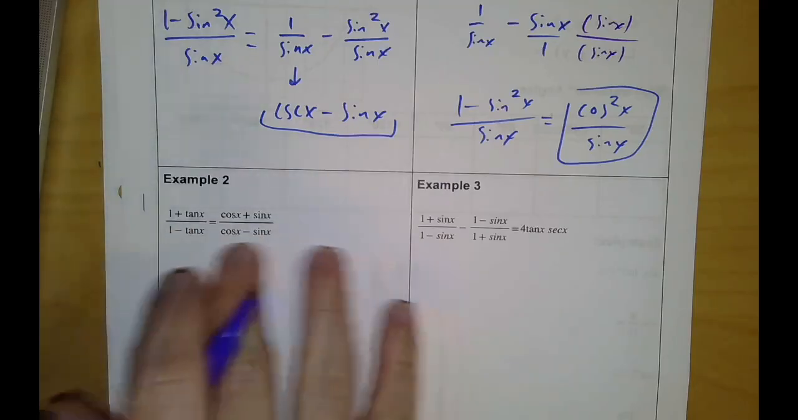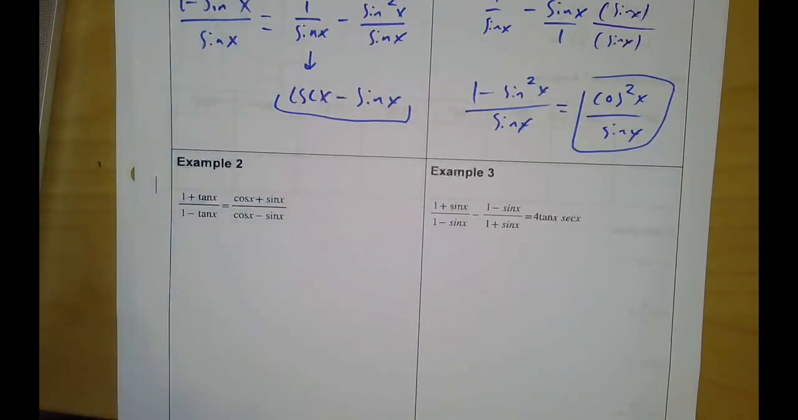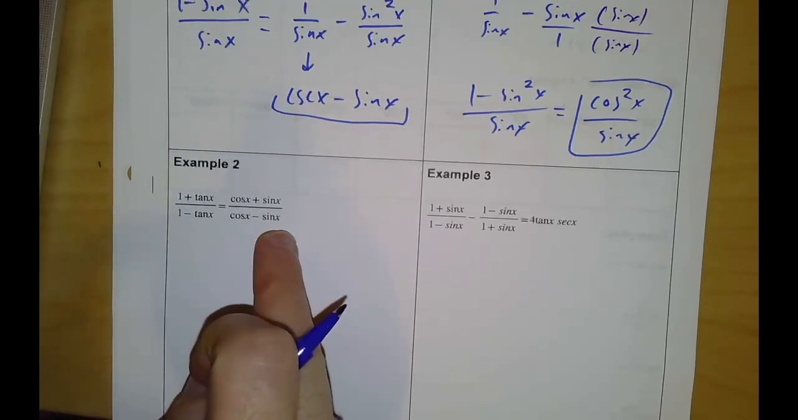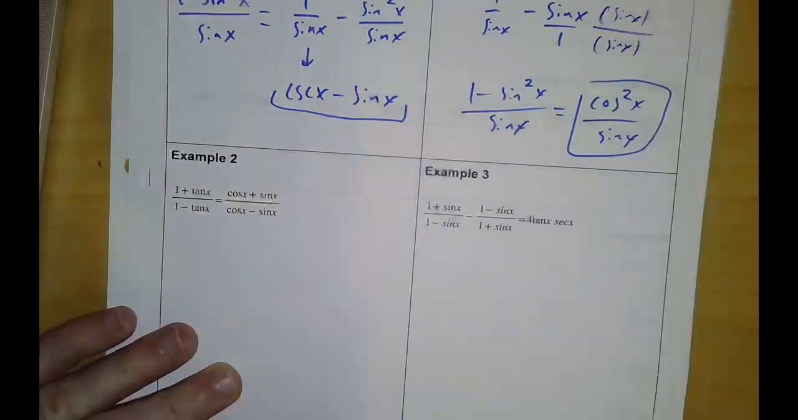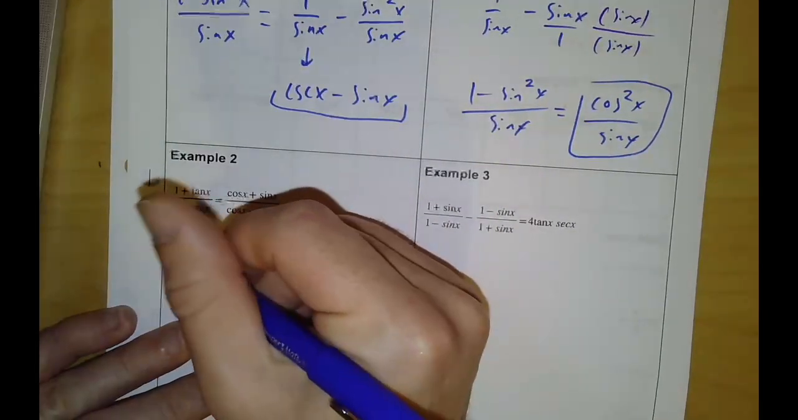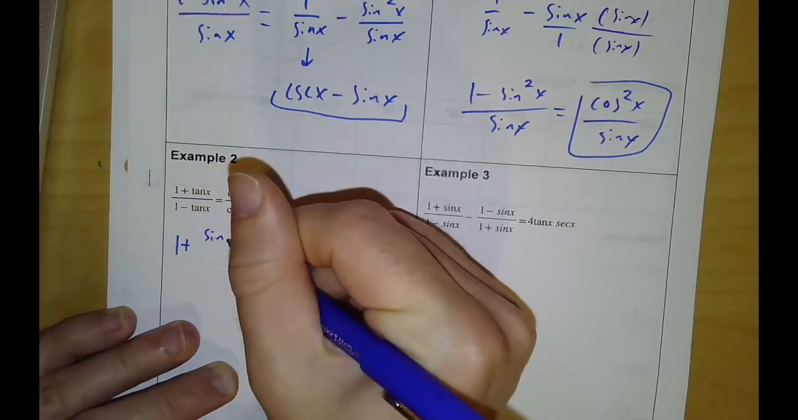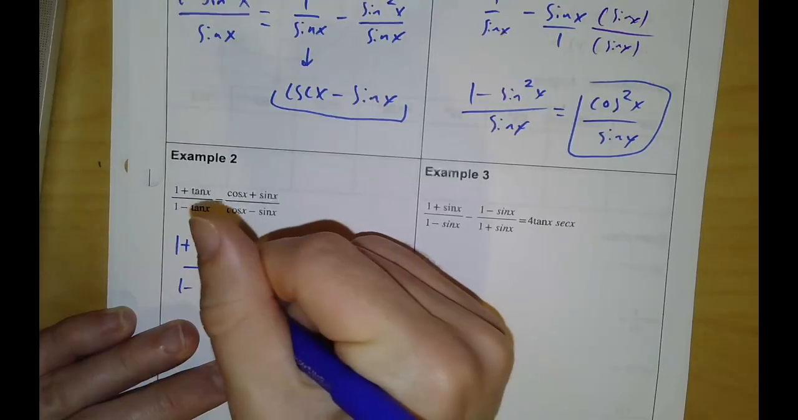Again, you can choose whichever one you want. I'm going to choose the left side here. I'm noticing that this is written as tan, this is written as cosine and sine. So, okay, well, I need to write this in terms of sine and cosine. So I think what I'm going to end up doing here is writing as sine and cosine first. So 1 plus sine x over cosine x over 1 minus sine x over cosine x.